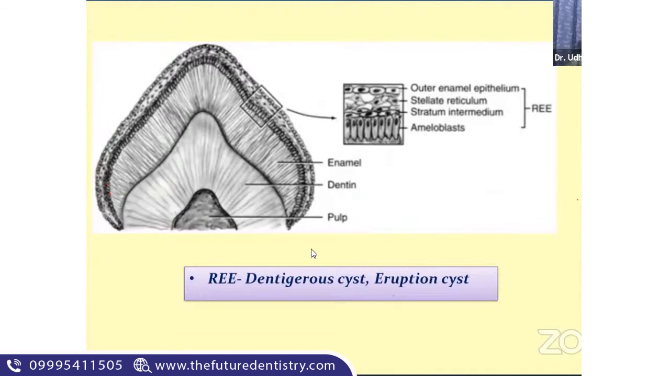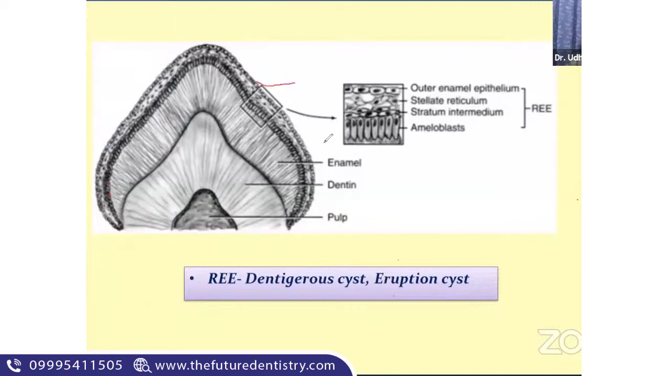The concept should be very clear. You should know where reduced enamel epithelium lies. So this is your tooth. This is reduced enamel epithelium. Now imagine if fluid gets collected between this lining epithelium and this tooth structure, what will happen? Yes, you are going to find something like this.